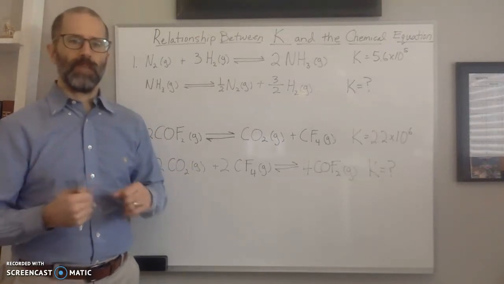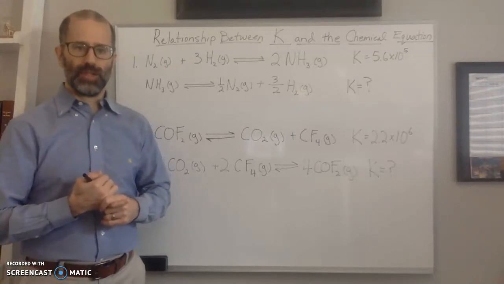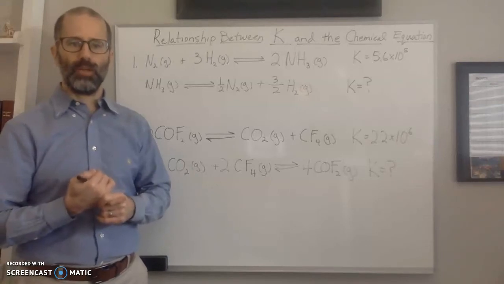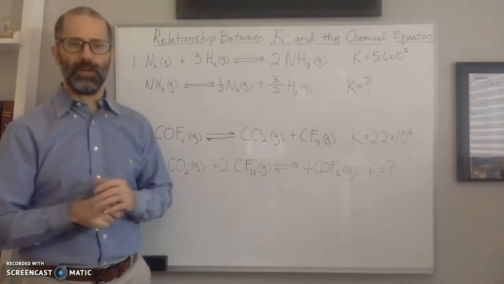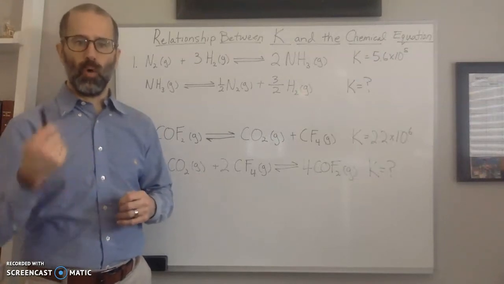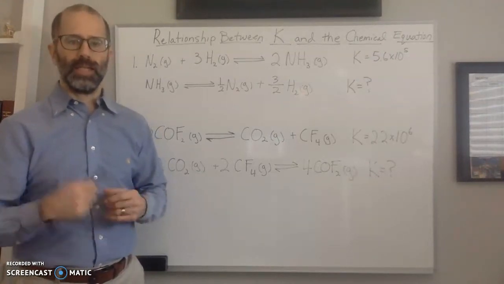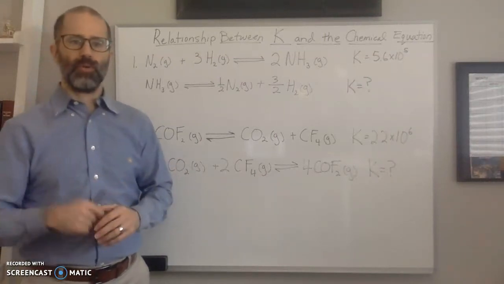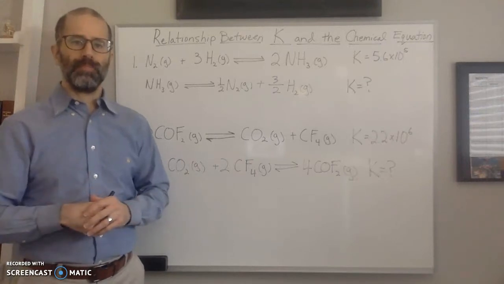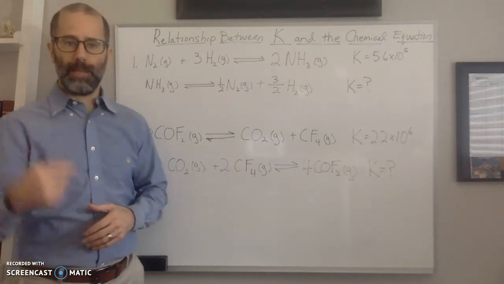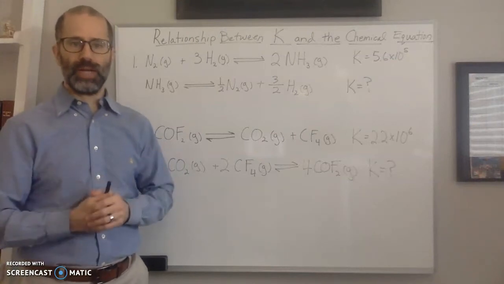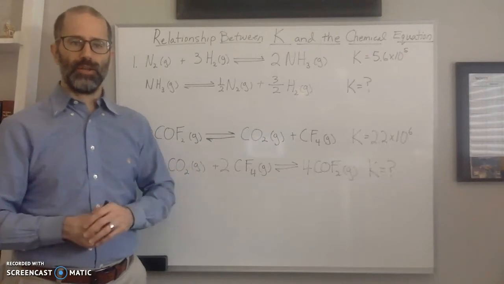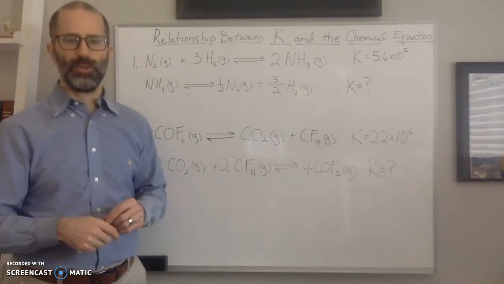So remember that if you reverse the reaction, you have to take the inverse of your equilibrium constant. So you got to flip it, right? You got to take the inverse of it, or put it under 1, to get the new K value. If you multiply your equation by a factor, then you have to raise your K value to that same power. So if you multiply your equation by 2, then you got to raise your original K value by a power of 2.